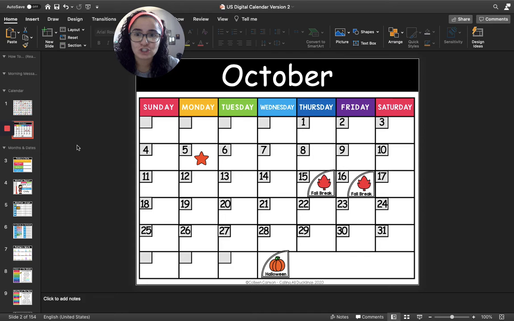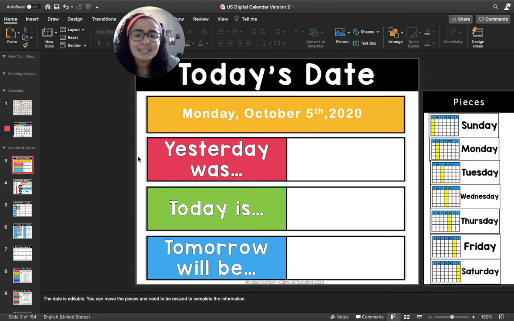So let's get started. First, can you find for me the orange star? The orange star is on the number 5 because today is the 5th day of October. Now let's take a look at today's date. Today's date is Monday, October 5th, 2020. Can you say that for me?